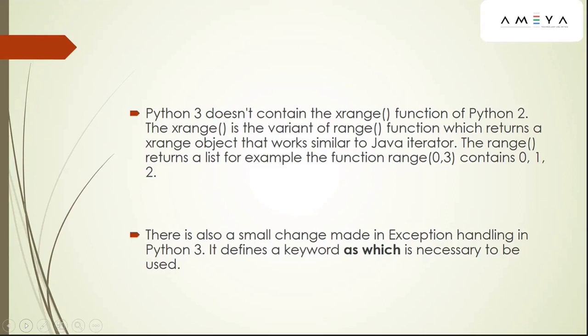There is also a small change made in exception handling in Python 3. It defines a keyword, as, which is necessary to be used. Later we are going to see exception handling. In exception handling, there are two concepts available in Python: try and except. In Java, we are using try and catch. We have to implement some code in try. Suppose some errors occur in that part, then automatically the catch keyword will catch the exception and handle the error, then it gives the result. Similarly, in Python 3 also, we are using try and except statements.